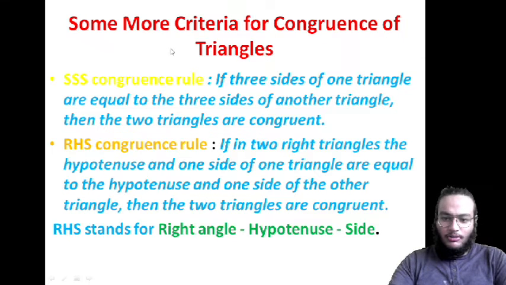Next is the RHS congruence rule. It says if in two right triangles the hypotenuse and one side of one triangle are equal to the hypotenuse and one side of the other triangle, then the two triangles are congruent. Here RHS stands for right angle hypotenuse side. तो RHS congruence rule क्या है? अगर एक ट्राइंगल का हाइपोटेन्यूज और उसका एक साइड दूसरे ट्राइंगल के हाइपोटेन्यूज और एक और साइड के साथ इक्वल आ जाता है, then we'll say that those two triangles are congruent to each other. So let us solve some examples to understand more.